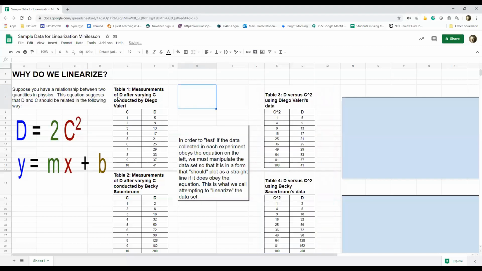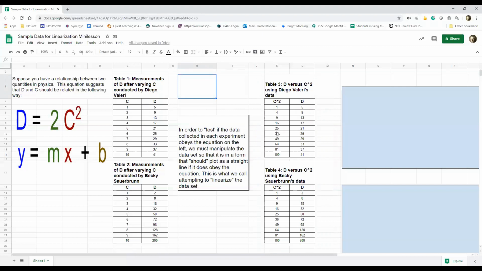In table 3, I've taken table 1, and instead of plotting C, I have converted it to C squared. So 1 squared is 1, 2 squared is 4, etc. And likewise, with Becky Sauerbrunn's data, I have taken that C column and I've made it C squared. Okay? All right, so let's see what happens when we actually plot these data tables.